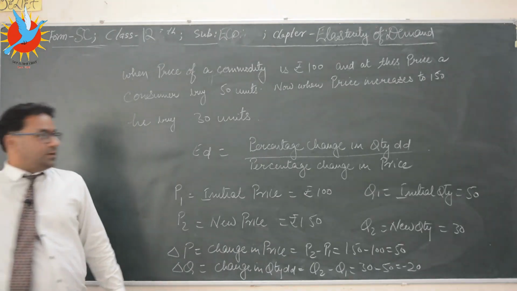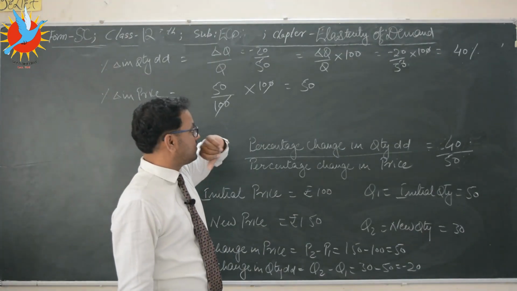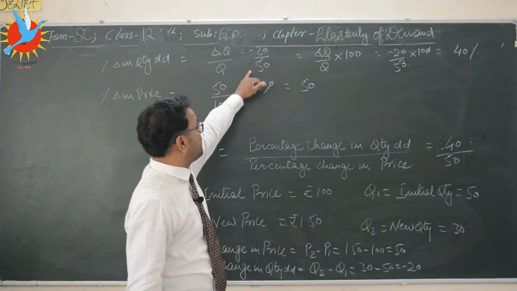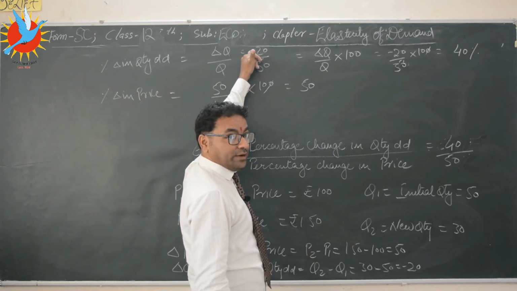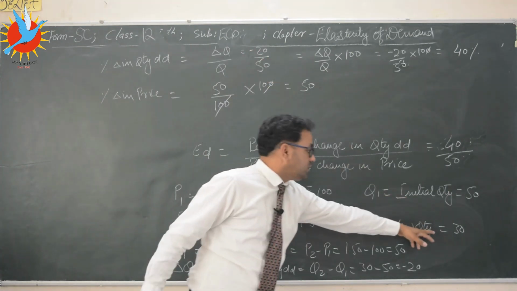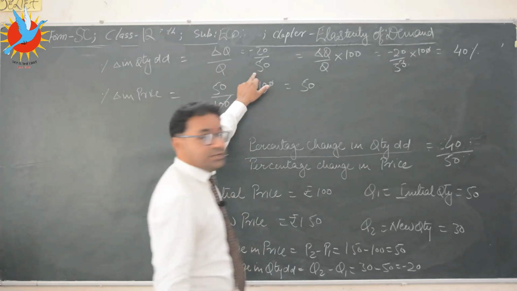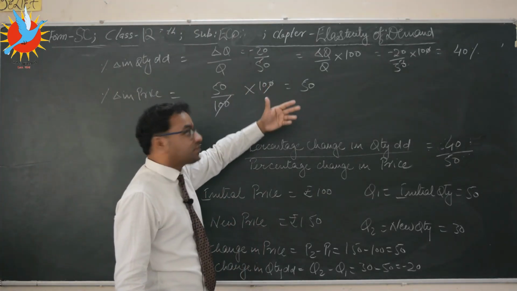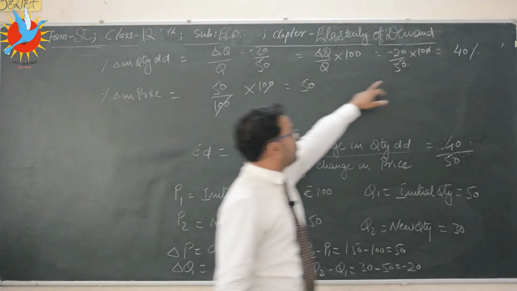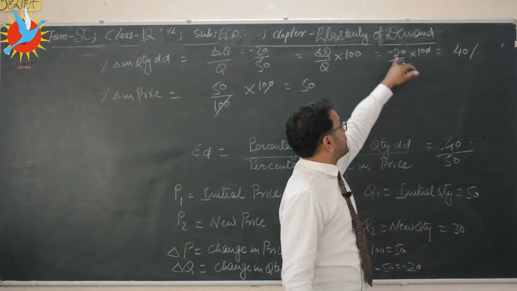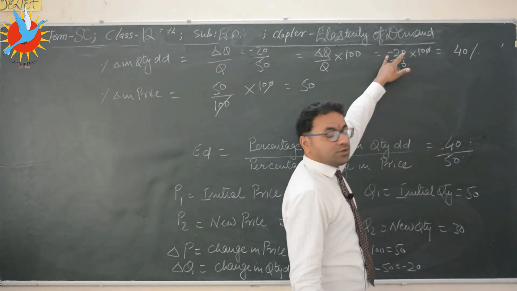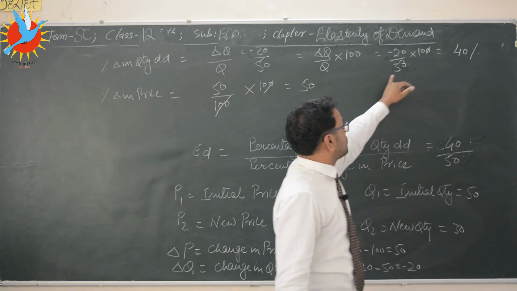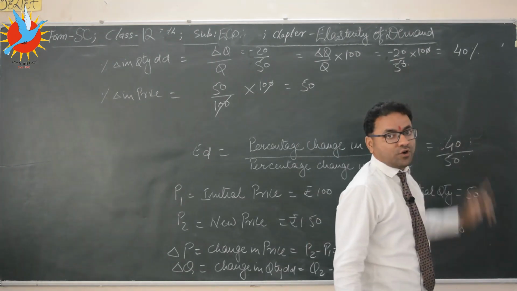Okay, let us move further. The initial quantity was 50 and the quantity has changed by minus 20. So 50 minus 20 will be 30. So what was the initial quantity? 50, and how much has it changed? Minus 20. So on 50, the quantity has changed by minus 20, so it has become 30. So when we simplify it, it becomes 40%.